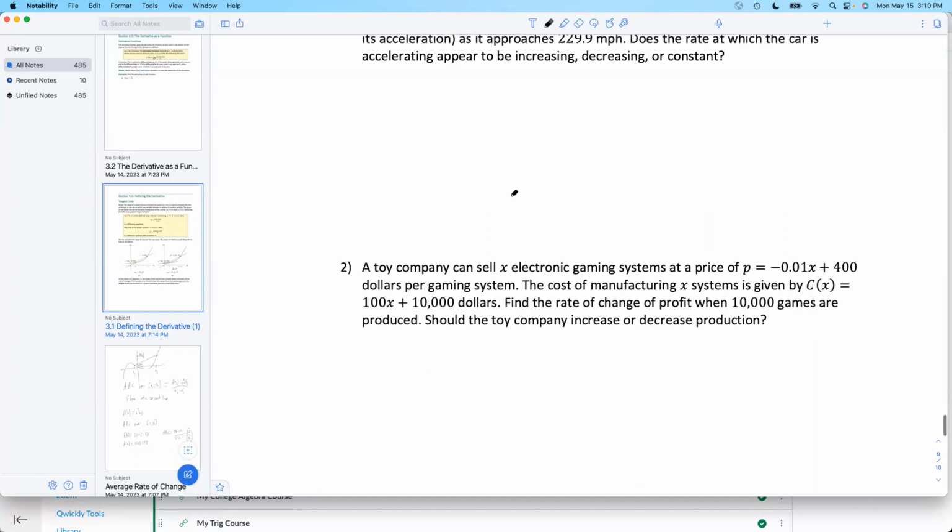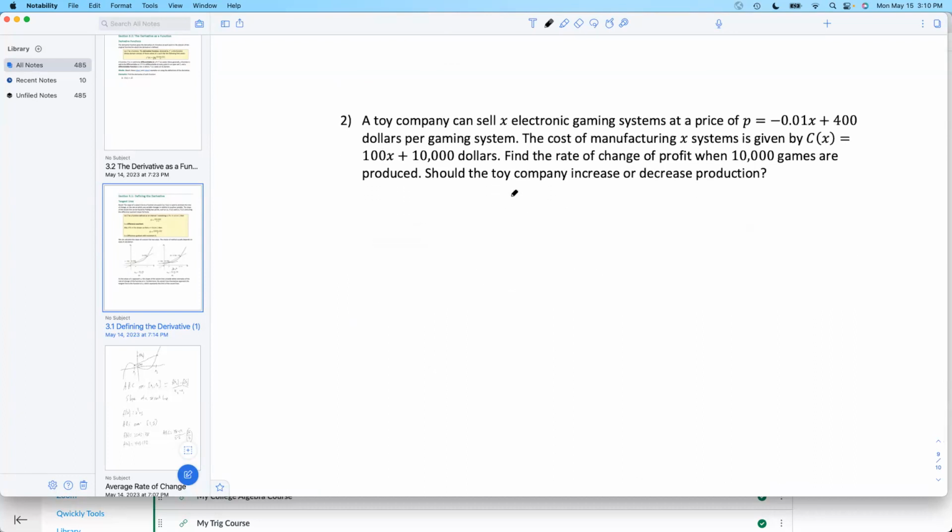Okay, let's do, I don't want to do that other one. Let's do this problem here, because you might have some homework problems that kind of look like this. If you were taking a business calculus class, you would do a lot of problems like this.